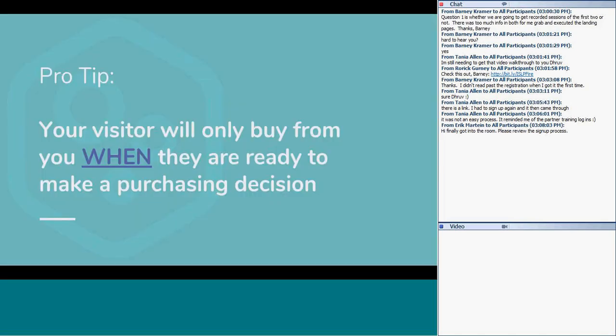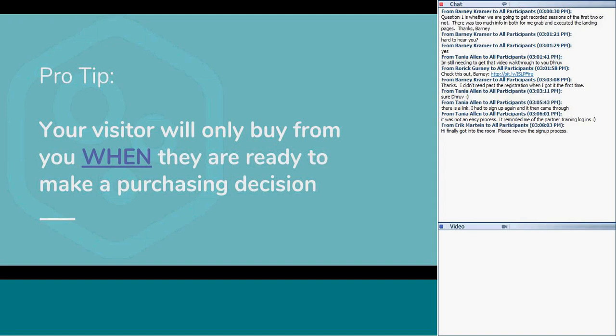And so that takes us to the next step, which is the pro tip of the week. This week's pro tip is, your visitors will only buy from you when they are ready to make a purchasing decision. So a lot of times people talk about high bounce rate, or people are not converting, or I put this web page together and nobody's coming to it, right? The basic understanding behind this is that they will only make a purchasing decision when they are ready to make a purchasing decision.